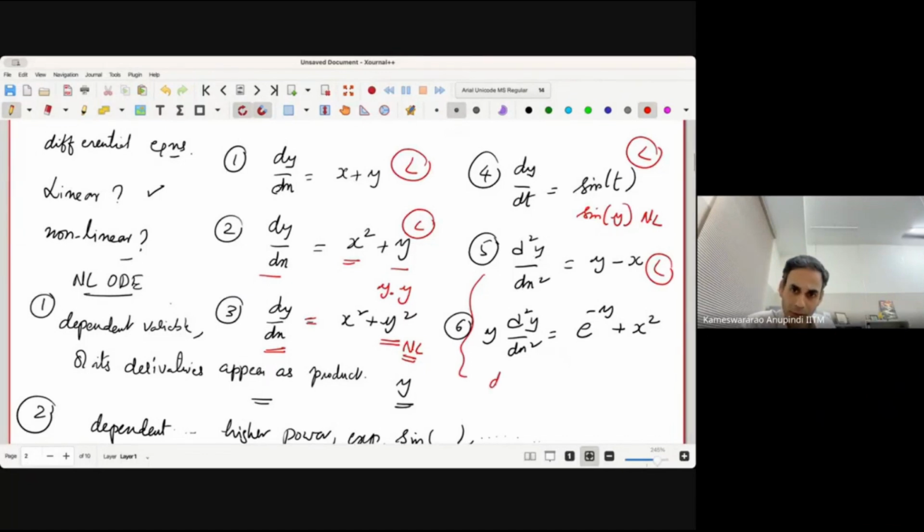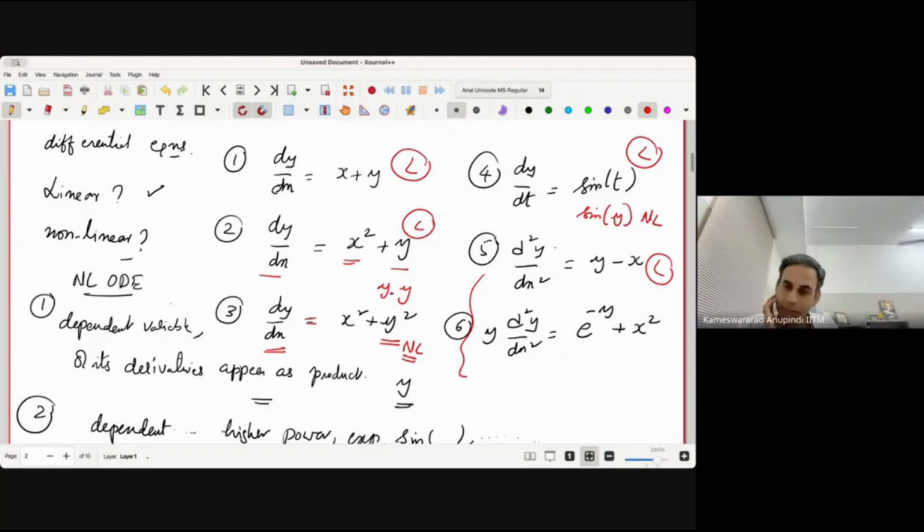If the equation was dy by dx times dy by dx, then it would have been a nonlinear equation, right? This is dy by dx raised to the square, but right now what we have is d square y by dx square. So this is still linear, right? If the equation was dy by dx whole square, then it would be nonlinear. Okay, fine.